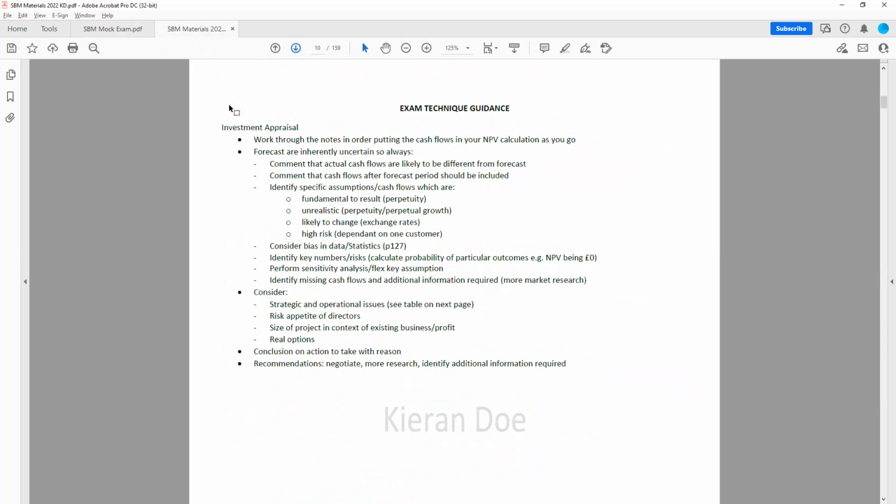So when I work through the recent questions, I'll remind you of the types of points you should look to include in your answer, such as identifying particular assumptions, questioning them, stating that they're unrealistic, for example, a perpetuity or perpetual growth, how to question some of the data provided in the question and how to undertake statistical analysis, as well as some more general points to consider, including strategic and operational issues, and of course, reminding you to conclude and recommend at the end.